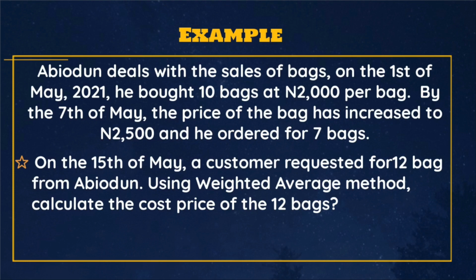Abiodun deals with the sales of bags. On the 1st of May 2021, he bought 10 bags at 2,000 per bag. By 7th May, the price of bag has increased and he purchased 7 bags. On the 15th of May, a customer requested 12 bags from Abiodun. Using weighted average, you have to calculate the cost of 12 bags.